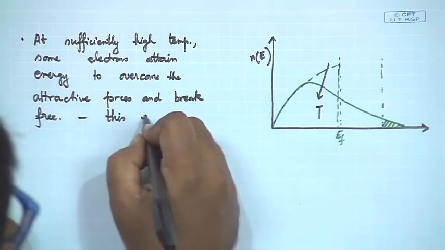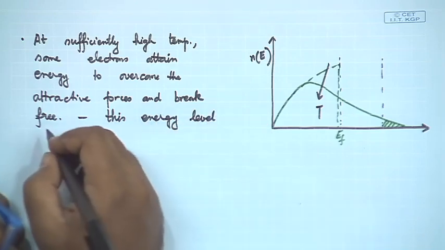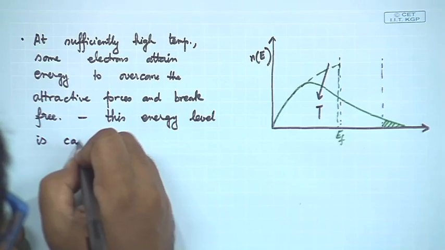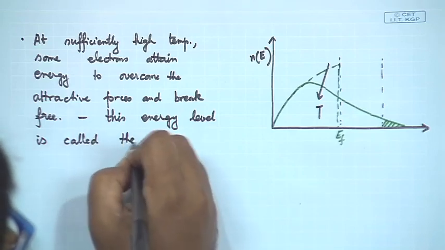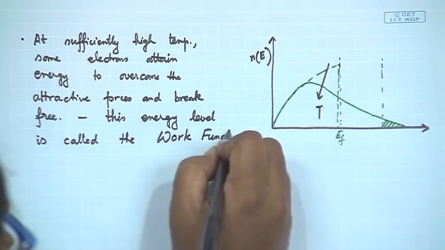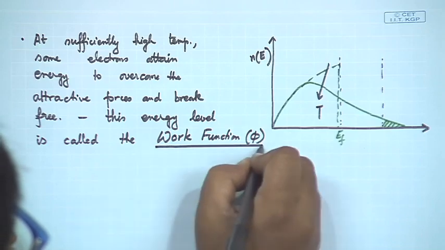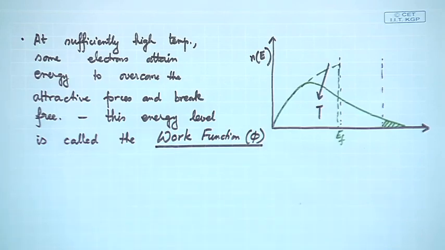This energy level is called the work function. I will denote it by phi. Okay. So, this is what is happening.